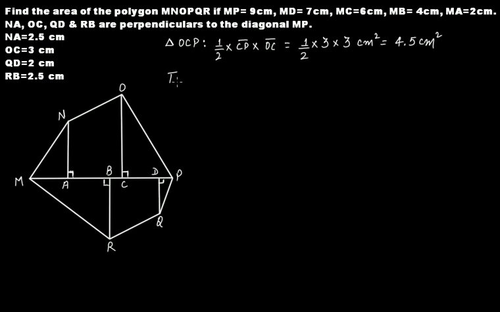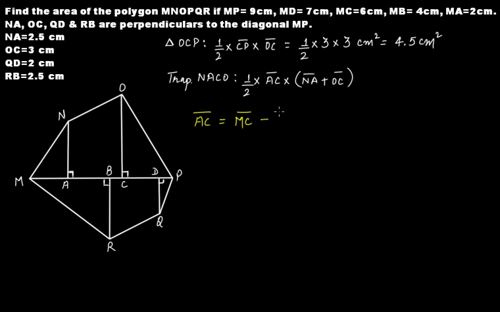So the area of trapezium NACO will be half multiplied by height, that is AC, multiplied by the sum of the two parallel sides, that is NA plus OC. Right, now do we know the value of this line segment AC? No, we don't have this value here. So how to calculate AC? Well, AC is MC, the length of MC that we have here, minus MA. MC minus MA will give you AC, right?